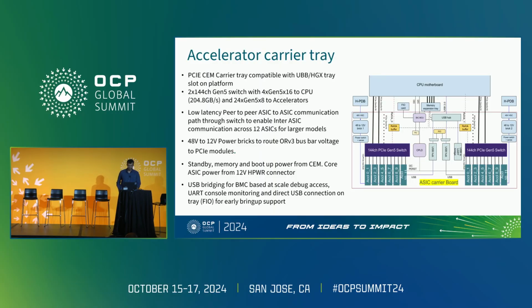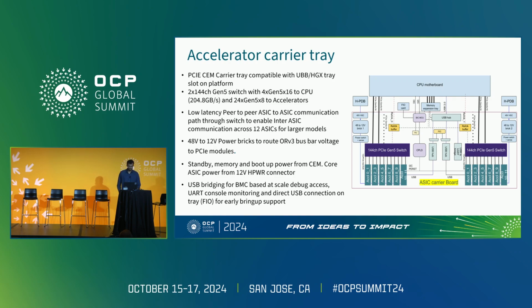This is the accelerator carrier tray. It has 2 PCIe switches connected to 12 modules. In addition to connecting the accelerators to the host, the switch also enables a low latency peer-to-peer path between the accelerators, which is very important when we partition workloads across more than one ASIC.